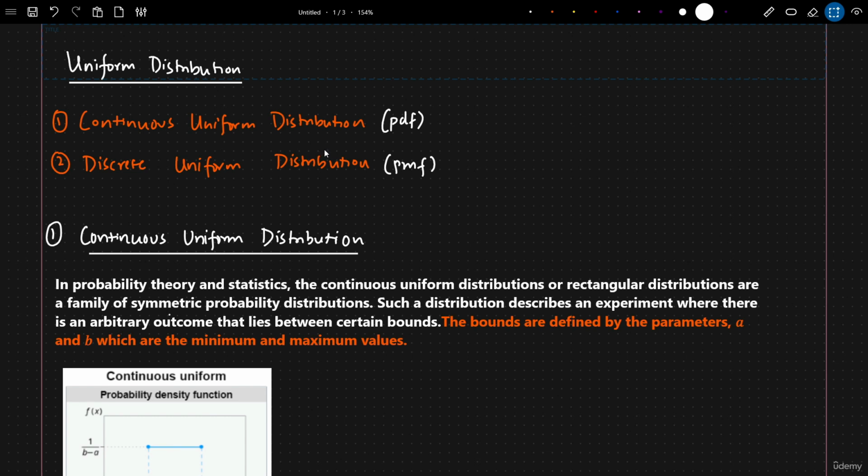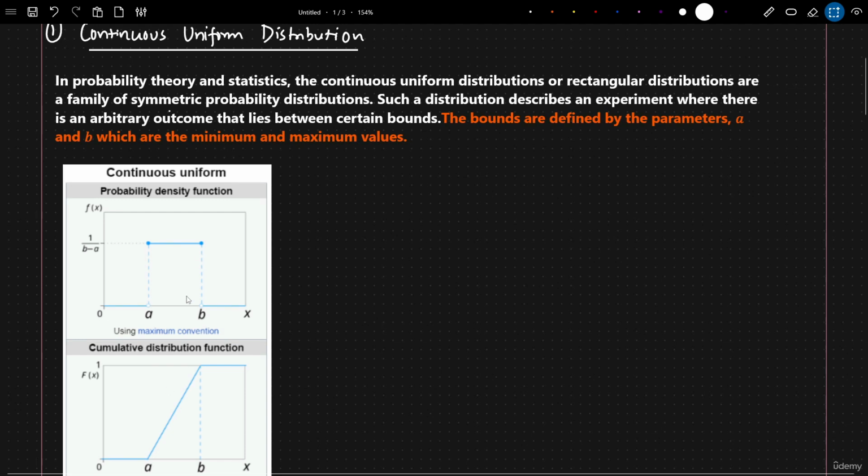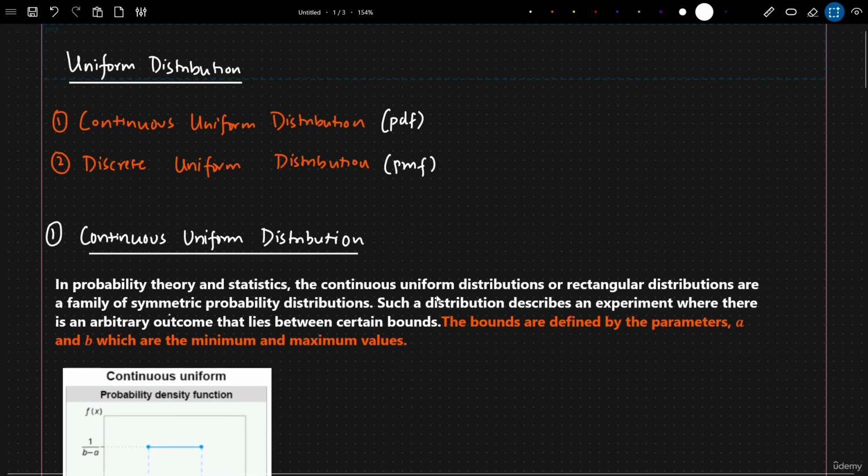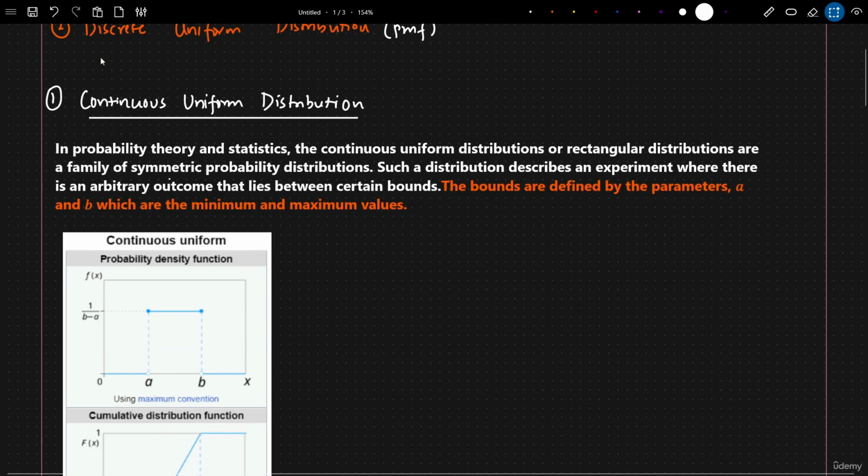We'll see multiple examples. We'll see the notation and what all notations are specifically used. We'll understand the specific diagram of this particular distribution. After that, we'll also go ahead and cover the discrete uniform distribution. We are also going to see multiple examples considering this kind of distribution. So first of all, let's talk about the continuous uniform distribution.